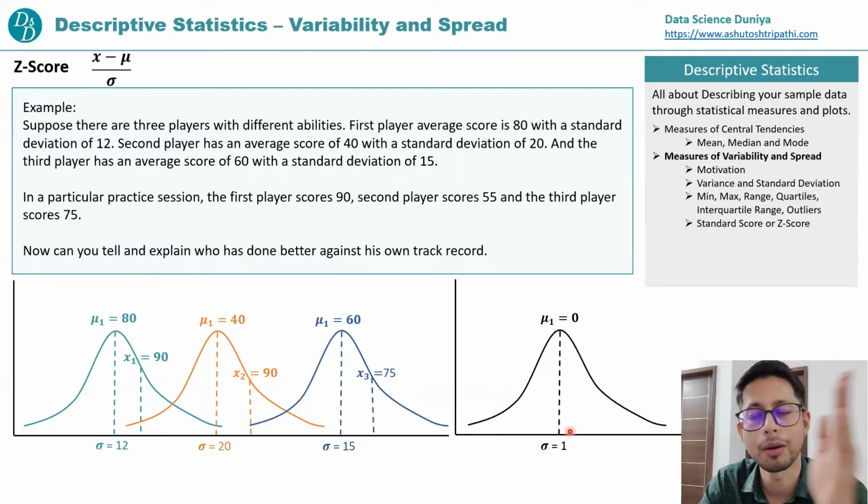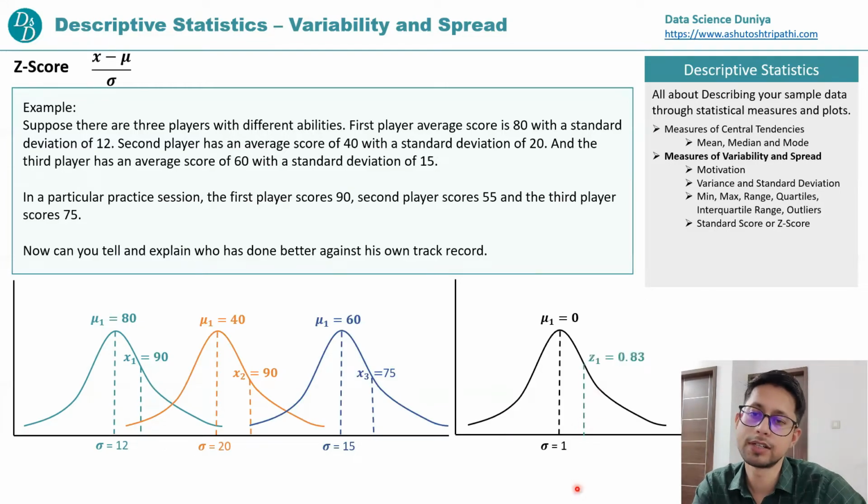Okay, so that we can compare on both sides. That's where the standard deviation is 1 and mu is 0. So that's where we have standardized the value. And then if we calculate the Z score, in a similar way for Z1, it will be 90 minus 80 divided by 12, and it will give you a value of 0.83. Okay. And then if you calculate Z2, it will become 0.75.